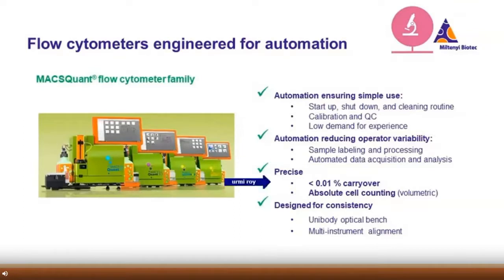However, as I mentioned, we don't compromise the data quality. We really ensure that the carryover from sample to sample is really low, and we also offer absolute cell counting that is volumetric, so you don't need counting beads for that. And as an advanced feature, we also offer unibody optical bands. So basically, you can transfer the configuration of one flow cytometer to the other, and thereby align multiple instruments. Maybe if you are working on drug discovery, this could be a very helpful feature for your cytometer.